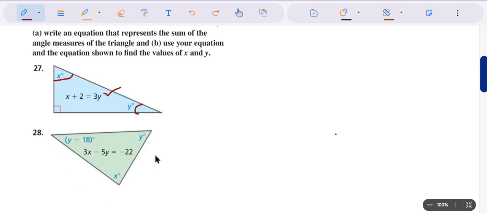Okay. In the same way here, one equation is given and these three are the angles. The sum of the angles of a triangle is 180 degrees. So, that gives another equation in x and y. Then we need to solve those two equations.